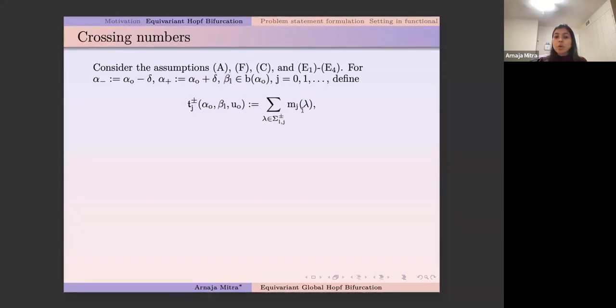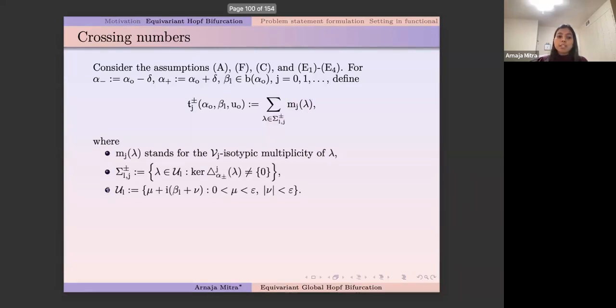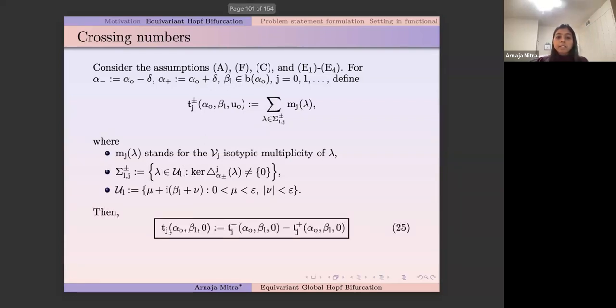Then T plus will denote the summation of the algebraic multiplicities in a small neighborhood around i beta L, and T minus is for alpha on the left-hand side, and T plus for alpha on the right-hand side. Here M is the algebraic multiplicity, and the summation is over the small neighborhood around your lambda, that is i beta L. Then Tj, the crossing number, also known as mu j, is just Tj minus minus Tj plus. Let me give a small example to think about what a crossing number is.